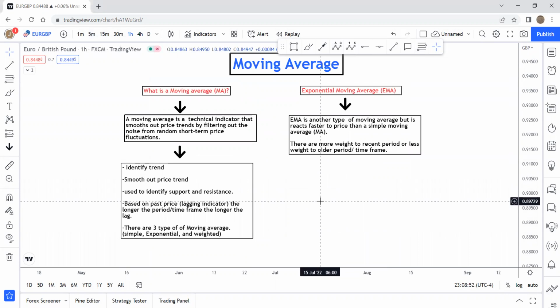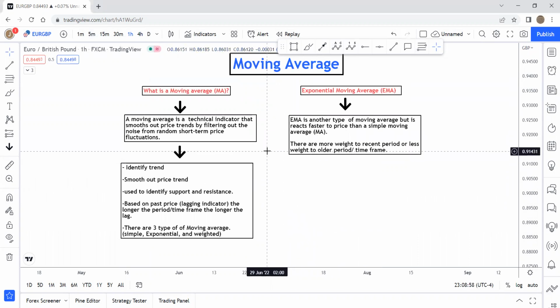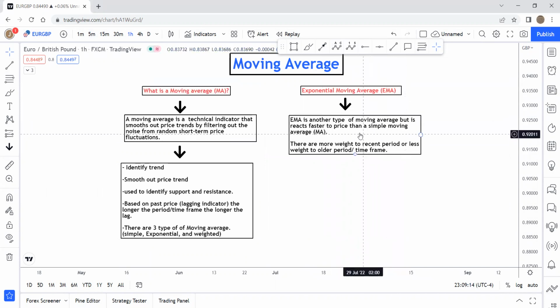So there are three types of moving average. Once again, simple, exponential, and weighted, right? Now, today we're going to discuss the simple, which is our regular moving average, and we're also going to discuss the exponential moving average, right? Now, what is an EMA? An EMA is another type of moving average, but it reacts faster to price than a simple moving average, right?